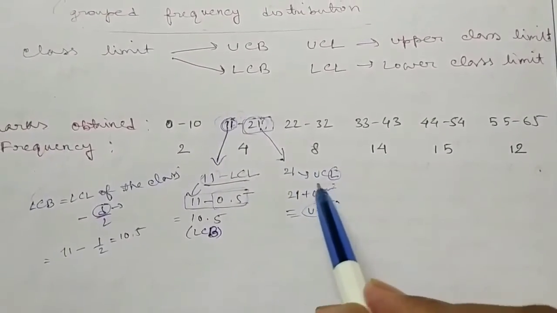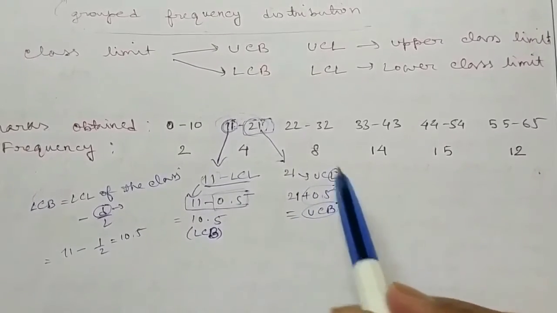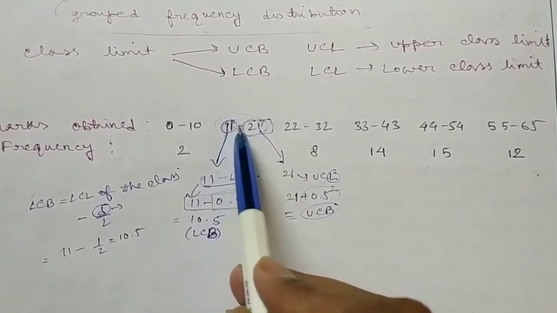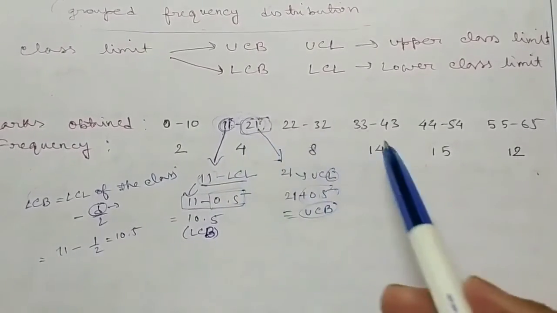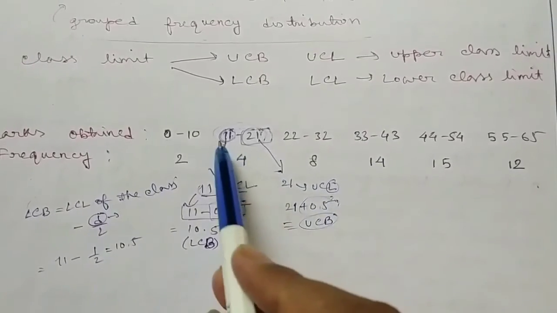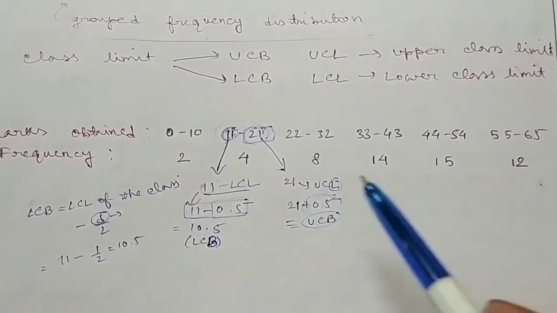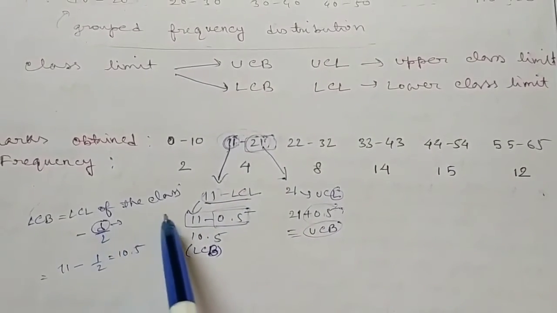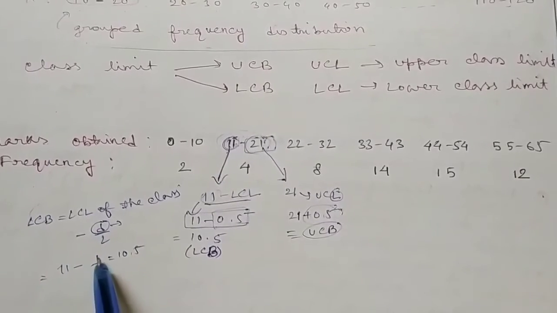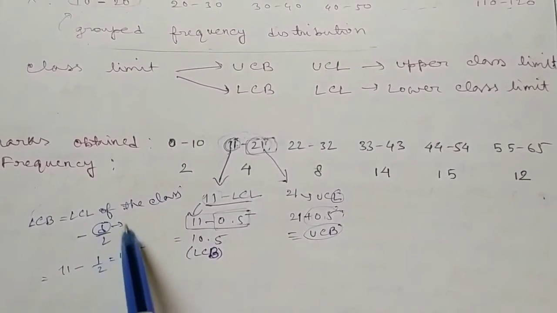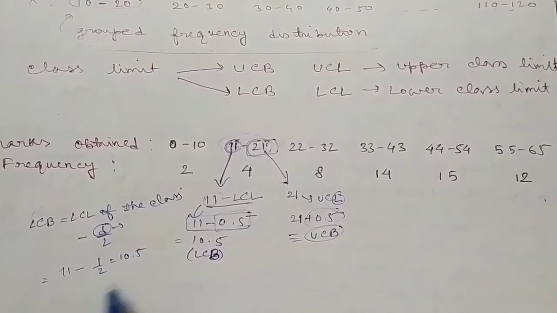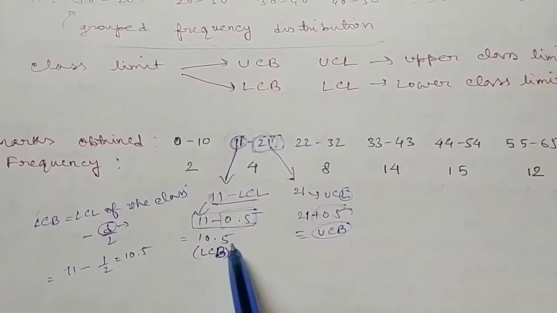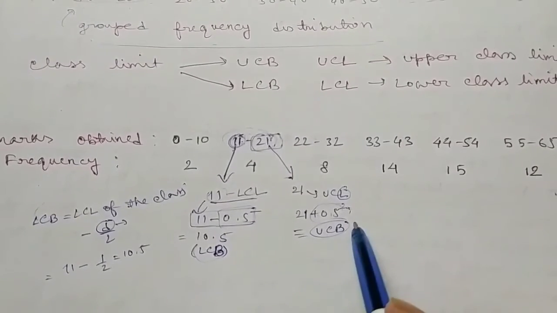And mind it, this 0.5 is applicable whenever there is a difference of 1 between values in a class, that is 11 to 12, 12 to 13, 13 to 14, where we get 0.5. But if the values go 11 to 14, then the difference will be 2. So it is the LCL of the class minus 2 by 2, and in this case D by 2 will be 1. So this is the lower class boundary and this is the upper class boundary.